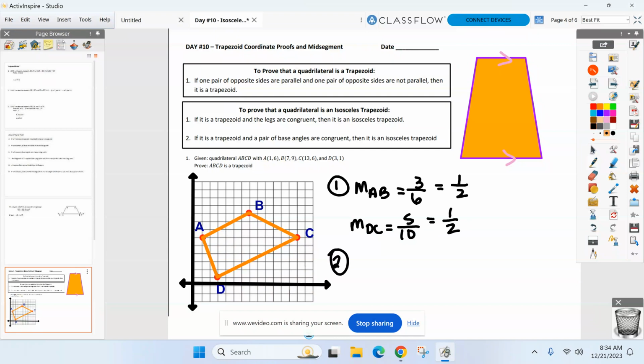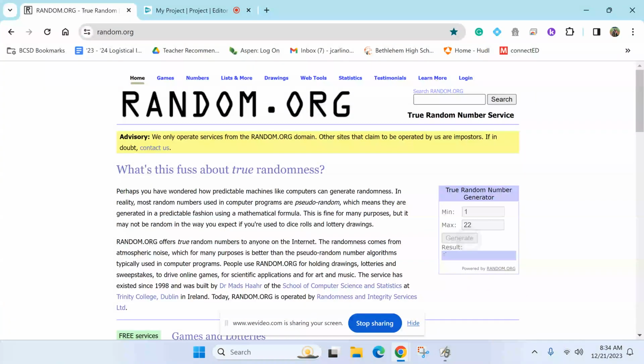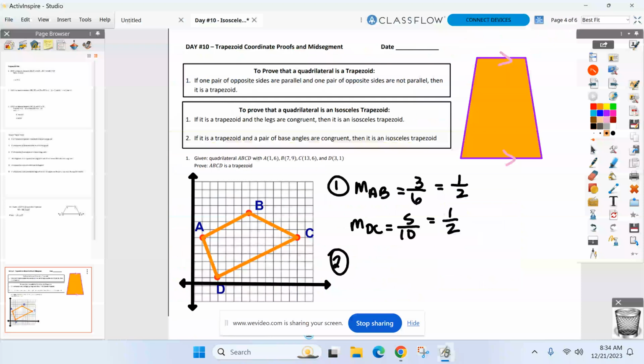All right, step 2, tell me what you learned. What did we just learn about AB? It's not a trapezoid yet. Just tell me what you learned about the formulas up above. AB and DC, what did we learn about those two? Bailey? They are the same. They're congruent? You sure you want to say congruent? They have the same slope. That doesn't make them congruent.